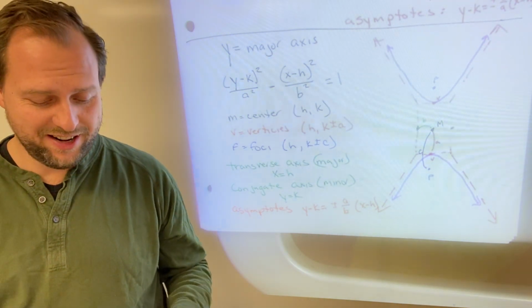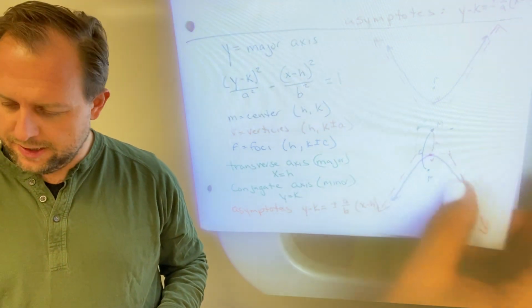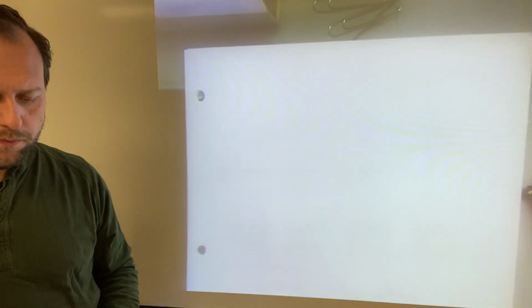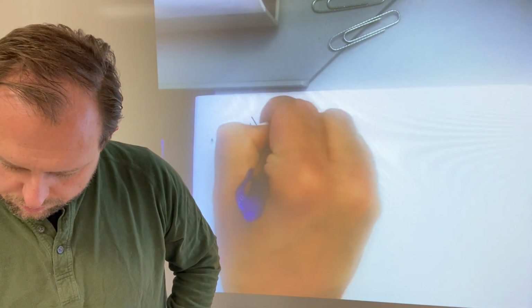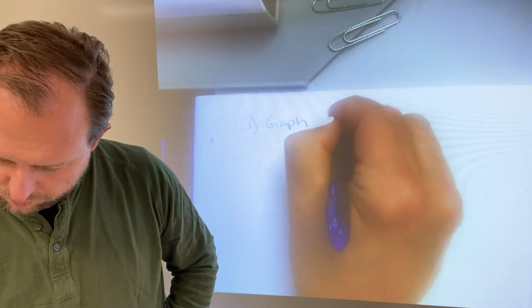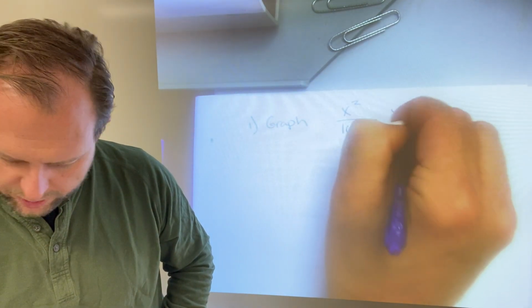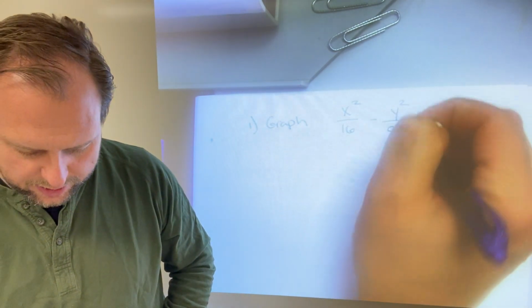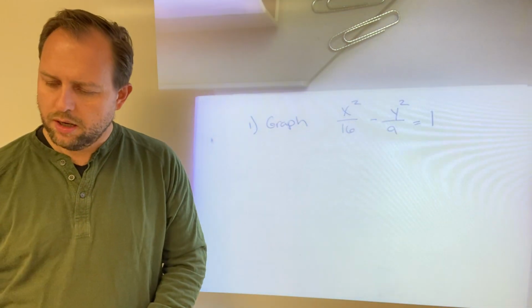Questions? Okay, so we're going to do a few graphing practices to finish off this lesson. X squared over 16 minus y squared over 9 equals 1.